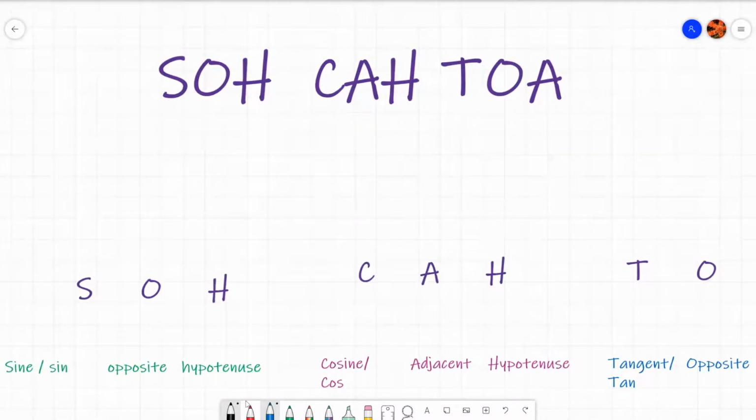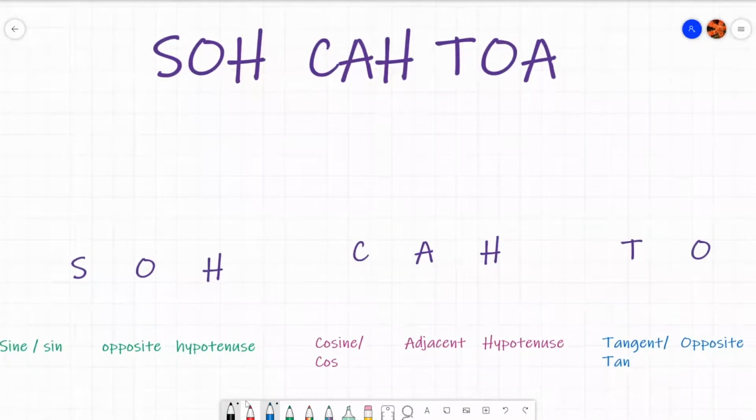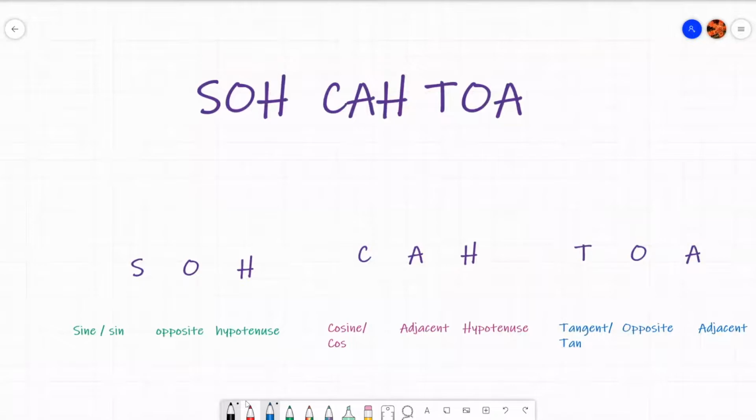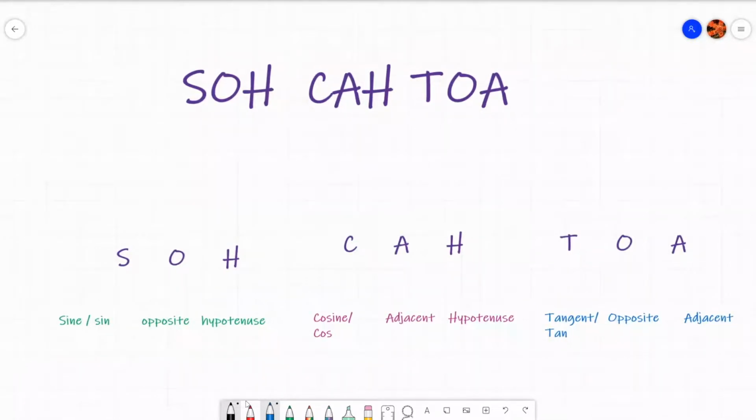So the S in SOHCAHTOA stands for sine, the O stands for opposite, and the H stands for hypotenuse. The C stands for cosine or cos, the A stands for adjacent, and H stands for hypotenuse. The T stands for tangent or tan when abbreviated, the O stands for opposite, and the A stands for adjacent. So we need to know SOHCAHTOA, as this will help us figure out which function we are using, if we're using the sine function, the cosine function, or the tan function.